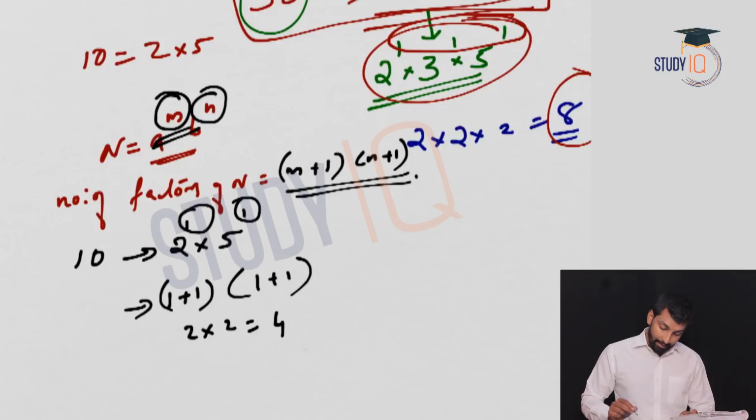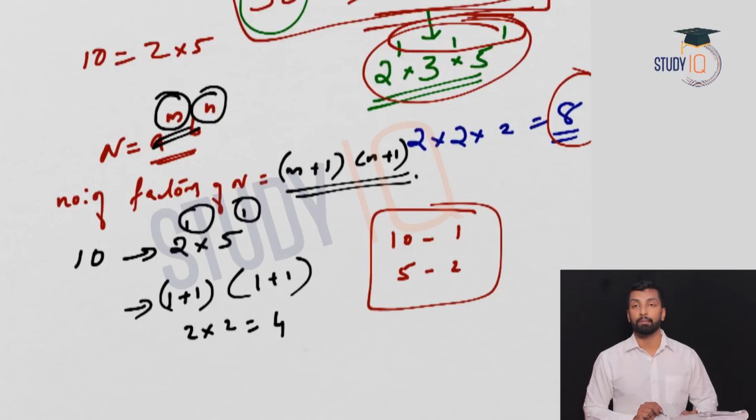Now what are the factors? 10 is a factor, 1 is a factor, 5 is a factor, 2 is a factor, and these are the 4 factors. I hope this is clear for all of you. If you take 12, how will you prime factorize? 2 square into 3. So how many factors? This is 2.